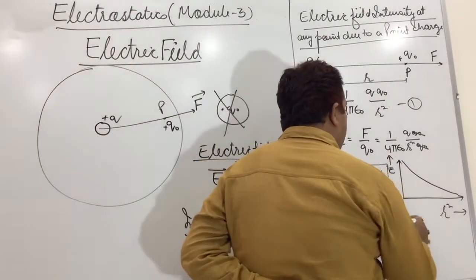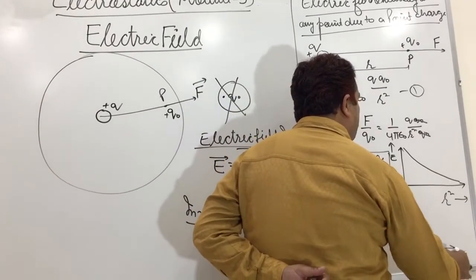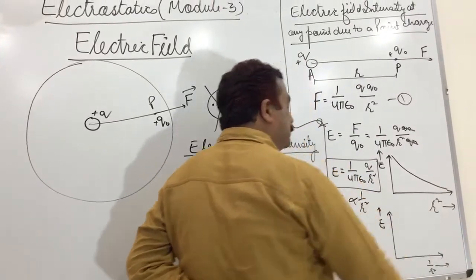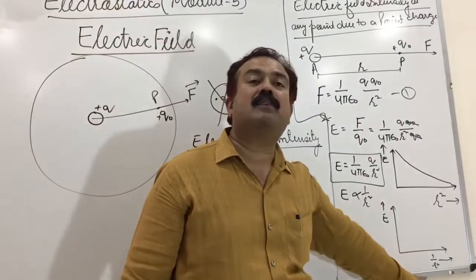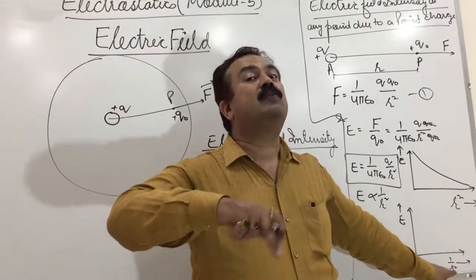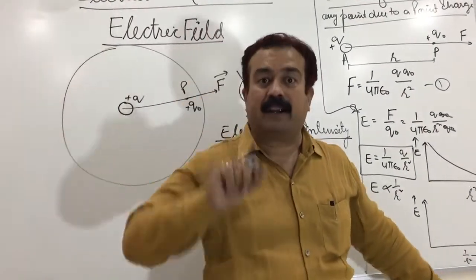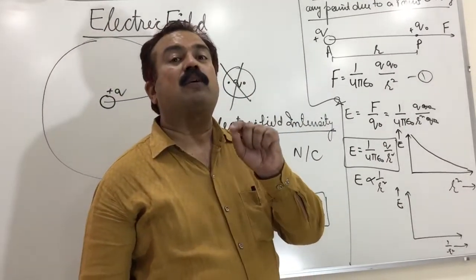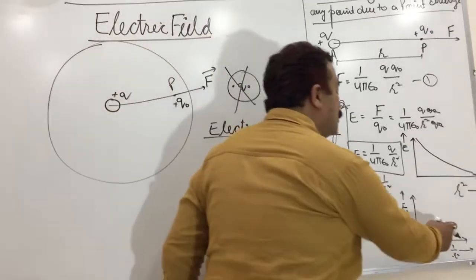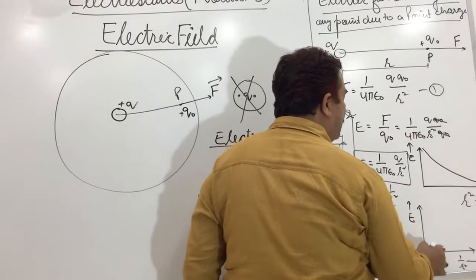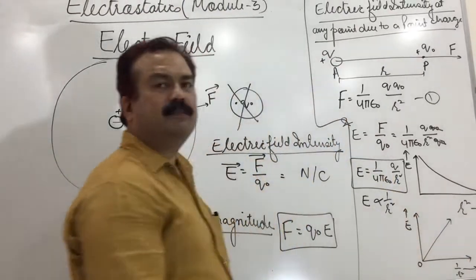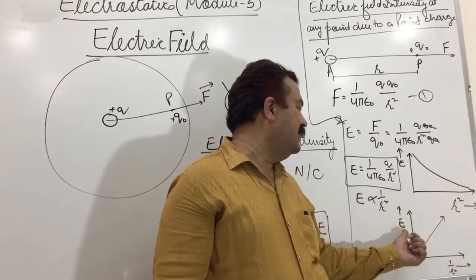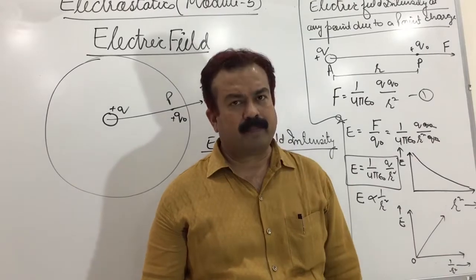But if we make a graphical representation between 1 upon R square and electric field, then what will happen? In this case, I am not saying R square will increase. I am saying 1 upon R square will increase. Just think in your mind. 1 upon R square will increase when R decreases. So when 1 upon R square increases, the graph comes just like this, a straight line. This is the graphical relation between electric field and 1 upon R square, beta.